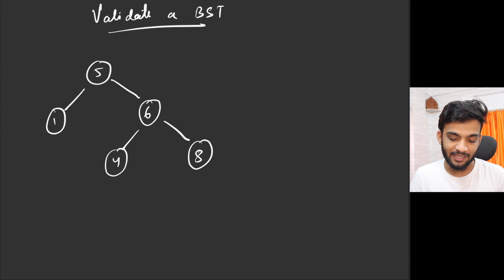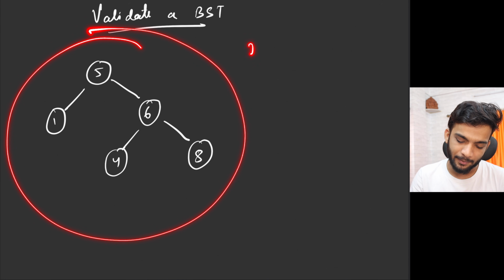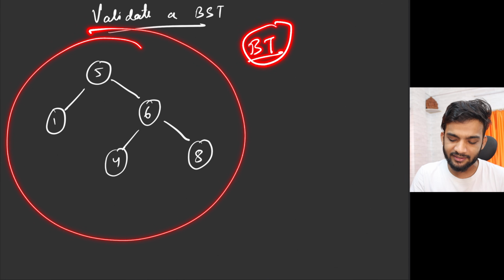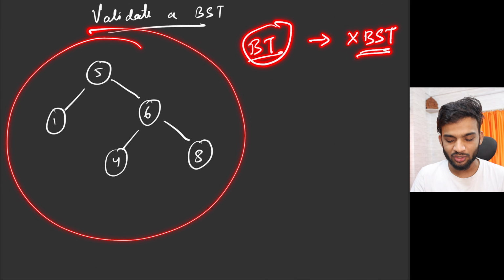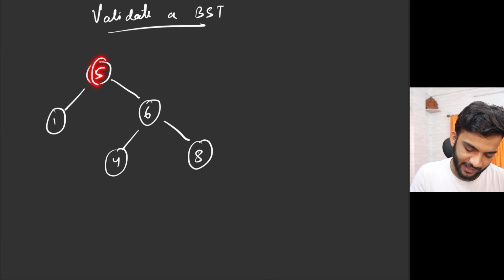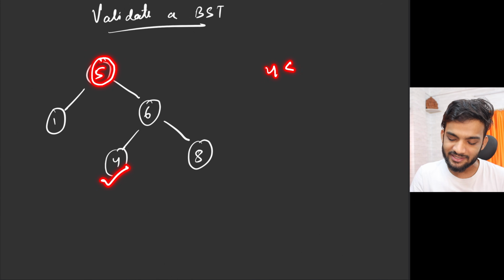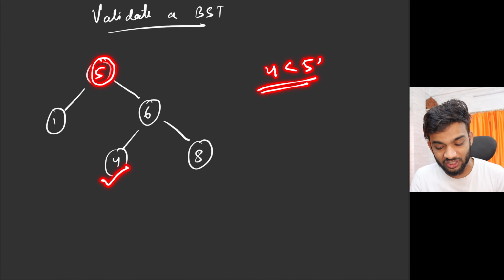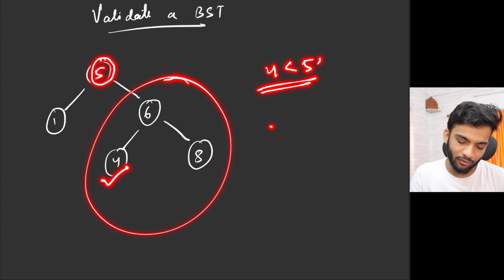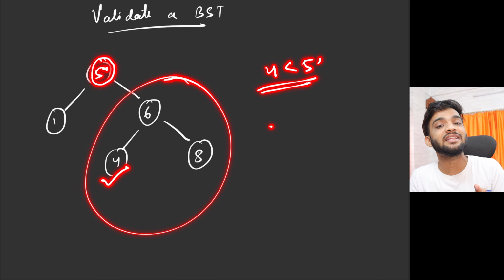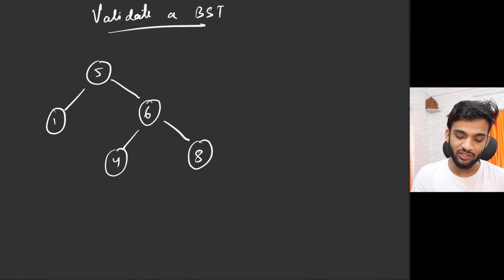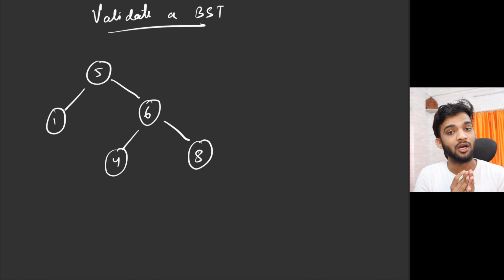Okay, so for an example, if I take this particular binary tree, I will say that this is not a BST. Why? Because if you carefully observe, this 5 has a 4 on its right and 4 is lesser than 5. Logically, everything to the right of 5 should have been greater than 5, but that's not the case here. Hence, I can say that this is not a binary search tree, but it's a binary tree.